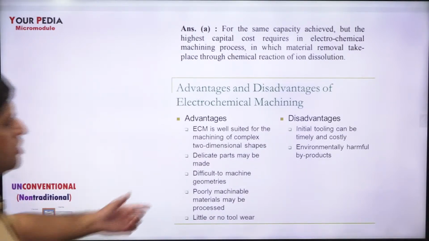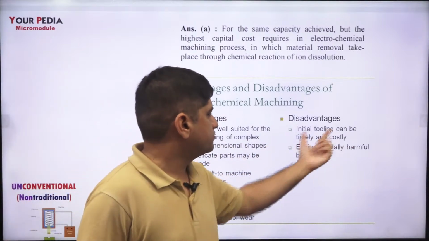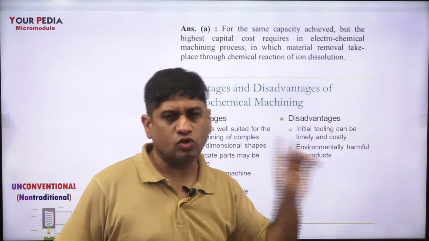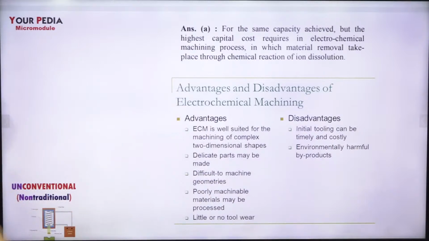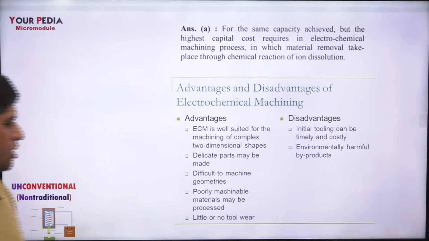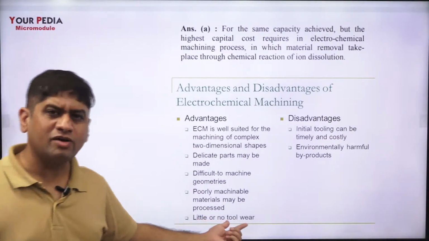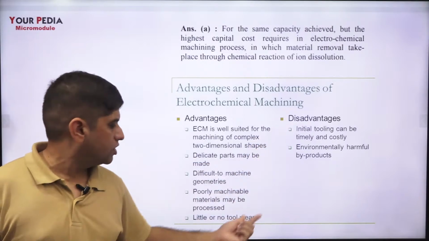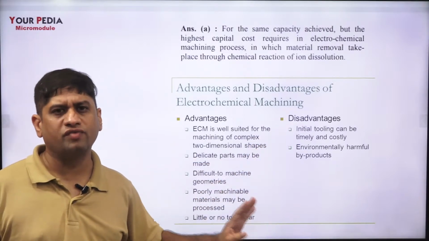Initial tooling is costly actually. That is a disadvantage. So one of the disadvantages of the electrochemical process is that the initial cost is high. Advantages: complex shapes can be machined, delicate parts, difficult to machine materials, no tool wear. So remember two things only: initial cost is high, and literally no tool wear.